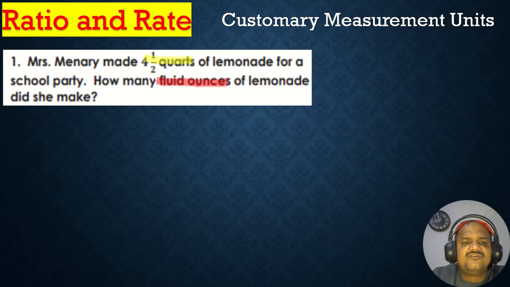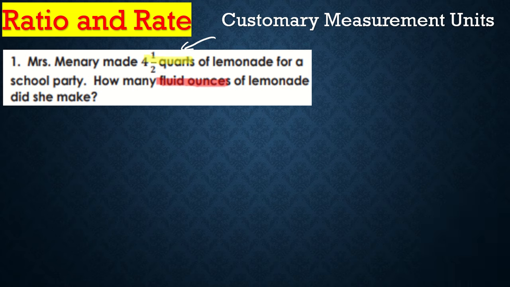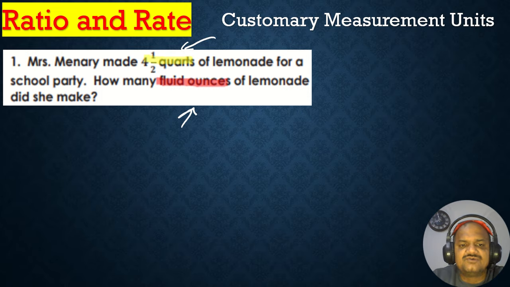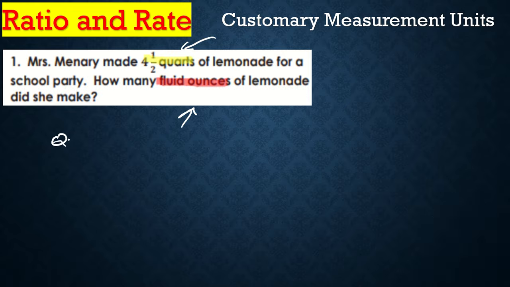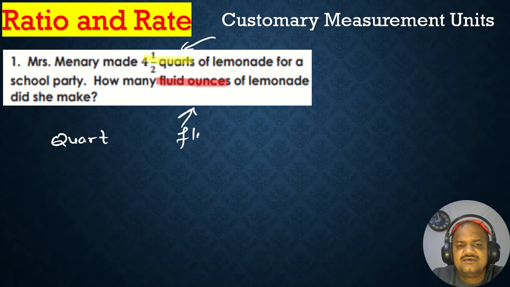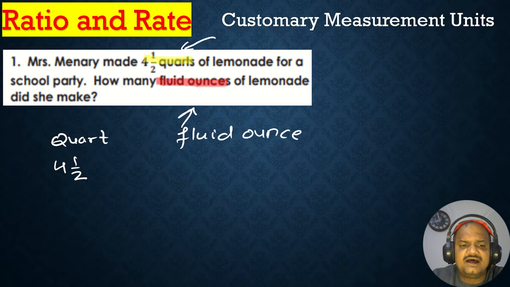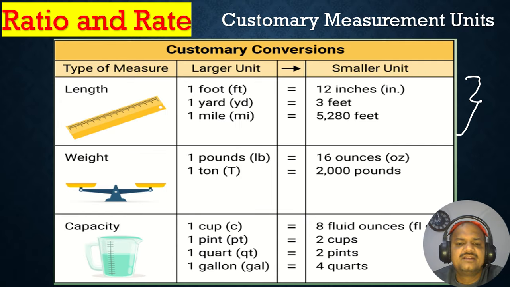Mrs. Menery made 4.5 quarts of lemonade for a school party. How many fluid ounces? Now one is quart and another is fluid ounces. These are the two things in the question, right? So 4.5 here and we need to find the fluid ounces. So first, if you remember this formula, you can see quart is related with the pint, pint is related with the cup and cup is related with the fluid ounces. So what will you do here?